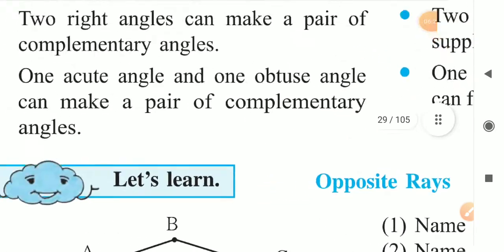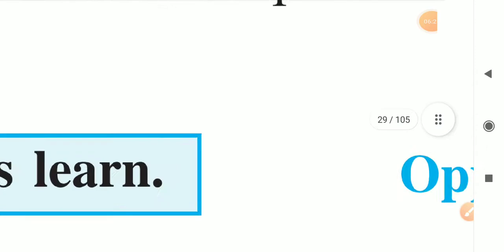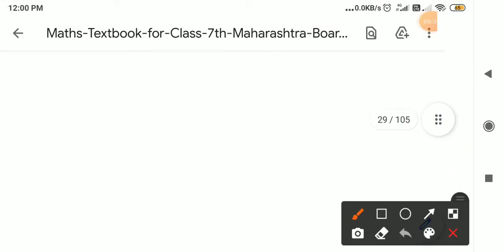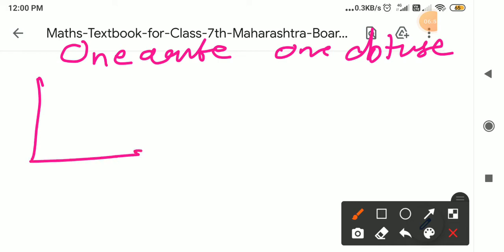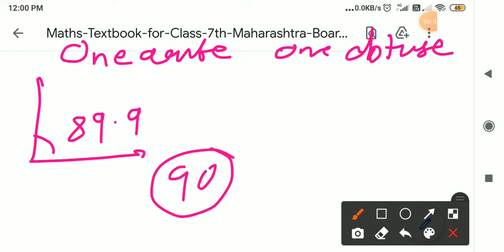Now we will see the next statement, that one acute angle and one obtuse angle can make a pair of complementary angles. One acute angle and one obtuse angle. So one acute angle, the biggest, we will take here. The biggest acute angle is 89.9, because 90 is a right angle, so it is not an acute angle, and that's why we took 89.9.